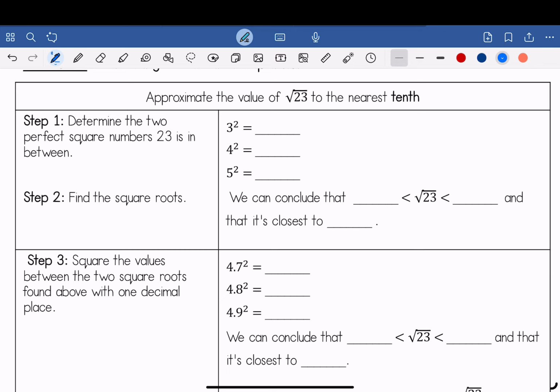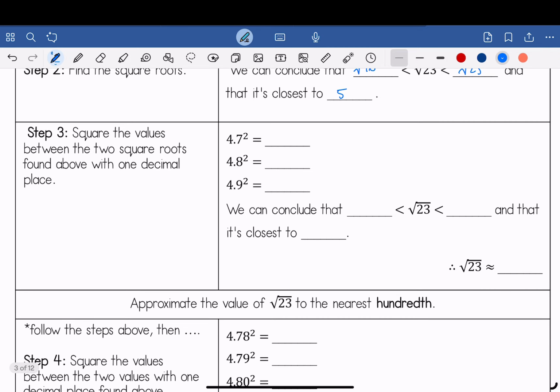So 3 to the power of 2 is 9, 4 to the power of 2 is 16, 5 to the power of 2 is 25. So we know that it's somewhere between these two. We can conclude that the square root of 23 is greater than the square root of 16, but is smaller than the square root of 25, and that it's closest to 5. The square root of 16 is 4, and the square root of 25 is 5.